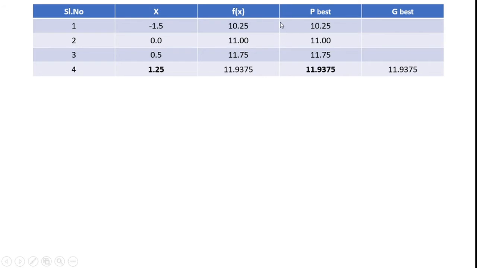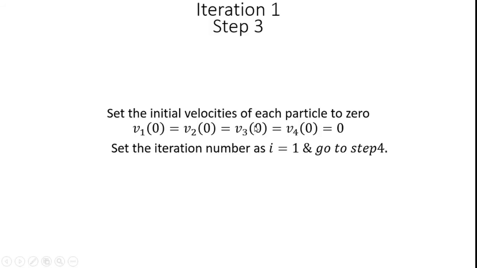Here P best is equal to f of x, so I represent the values f of x as P best: 10.25, 11, 11.75, 11.9375. As per our given problem, our objective function should be maximized. So the G best value is the maximum value available among the 4 populations, 11.9375. So G best is 11.9375. Now you are aware of how to evaluate the P best value and the G best value.